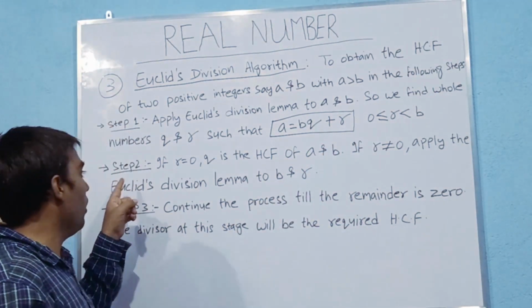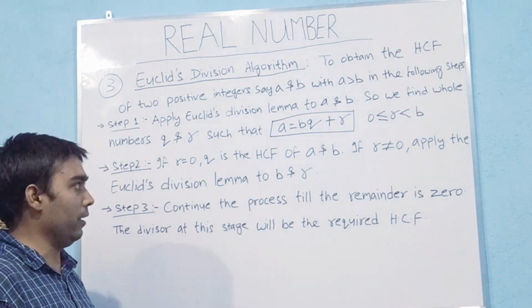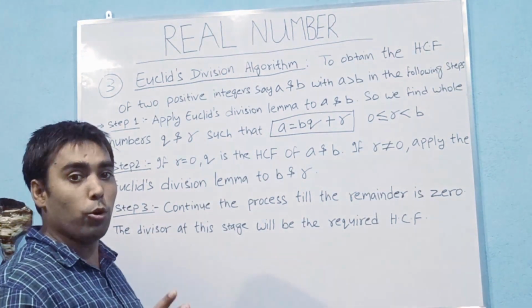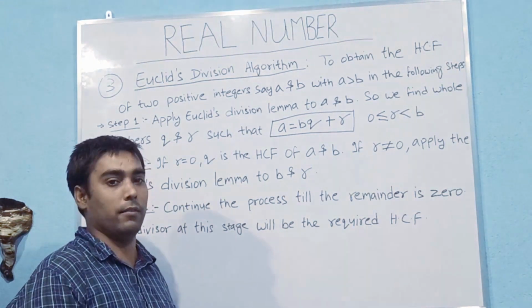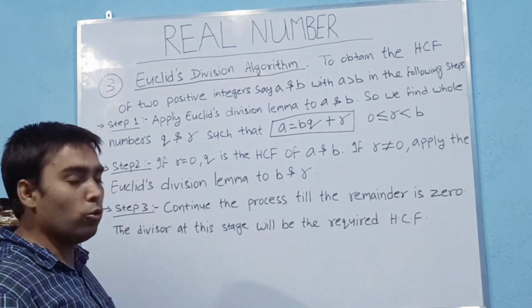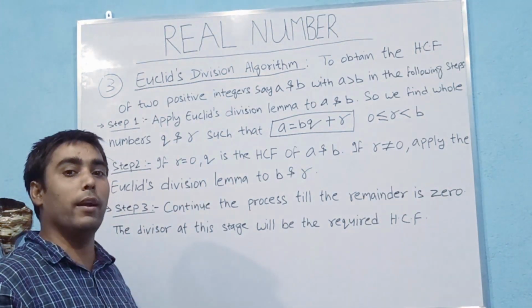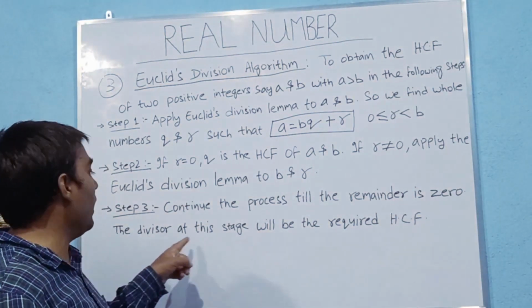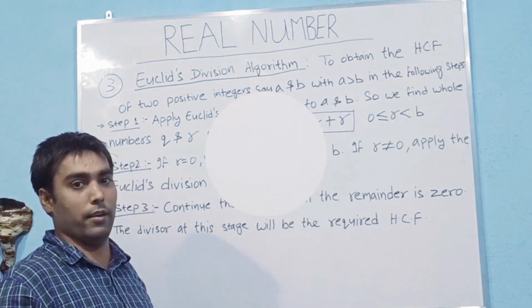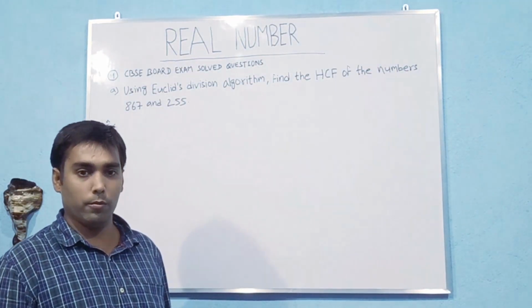Step number 2. If r equal to 0, q is the HCF of a and b. If r is not equal to 0, apply the Euclid division lemma to b and r. Step 3. Continue the process till the remainder is 0. Our main aim is to get remainder as 0. And when it comes to 0, the divisor at this stage will be the required HCF. We will see some CBSE board exam questions solved.